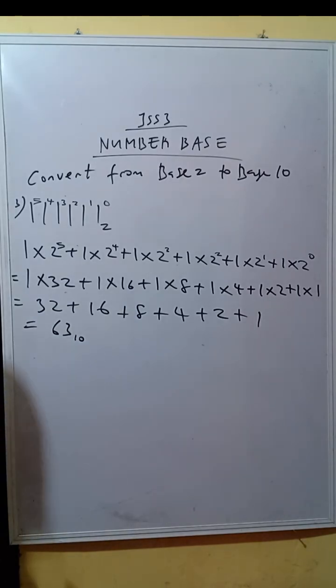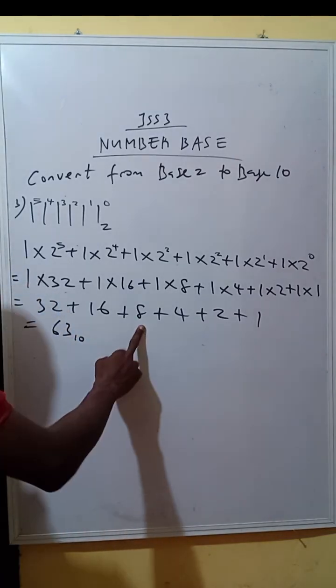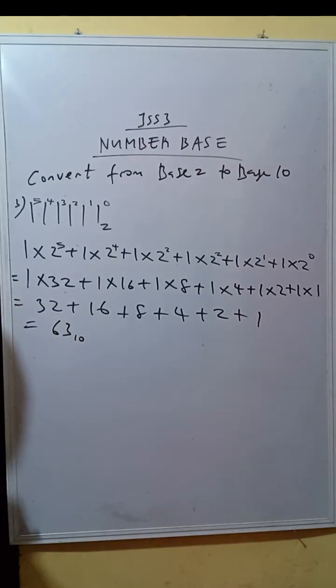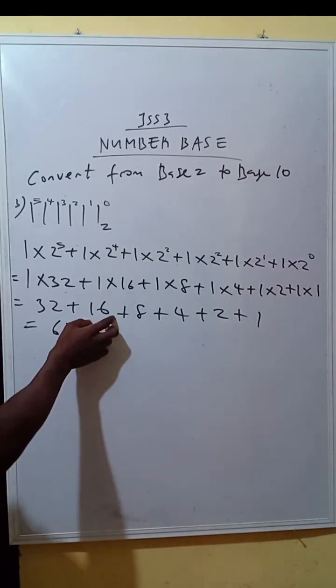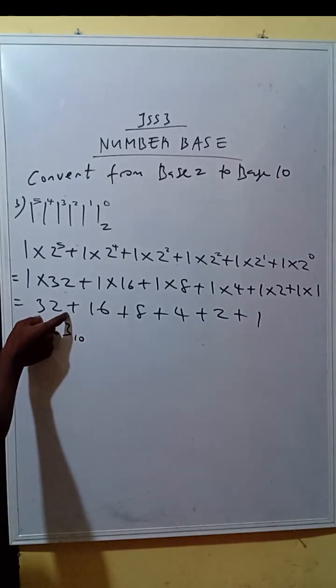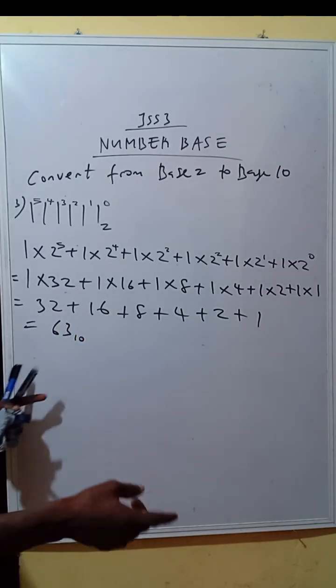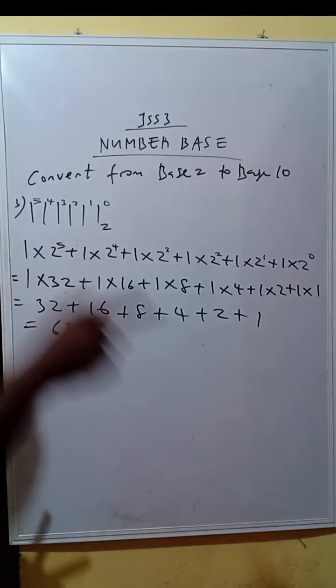So let me cross check my addition. 32 plus 16, that should be 48. 48 plus 8, 56. 60, 62. Or you can start from this 1 plus 2, 3, 7, 15. 15 plus 16, that's 31. 31 plus the 32 gives 63. So that's it. This is how to convert from base 2 to base 10, from a binary number to a denary number.